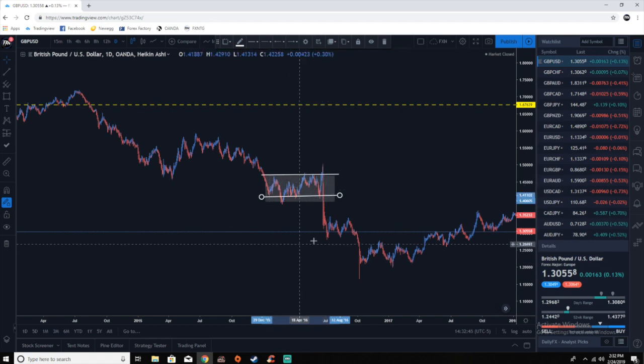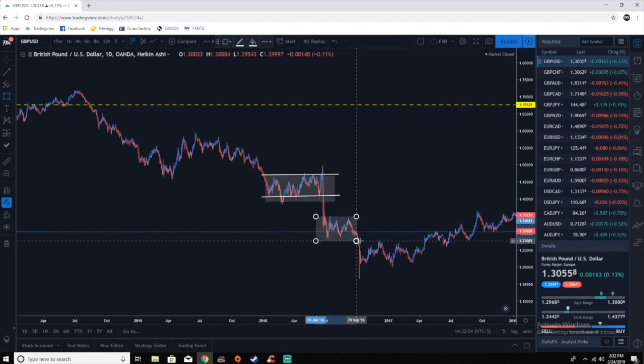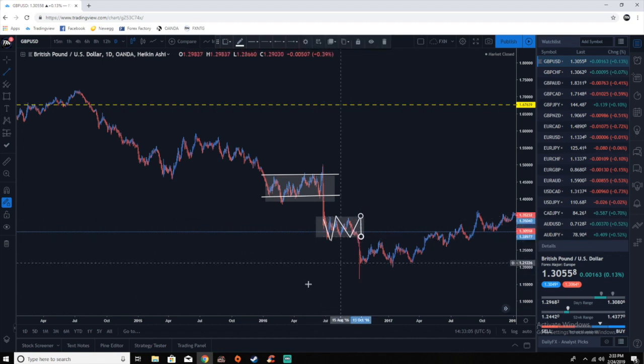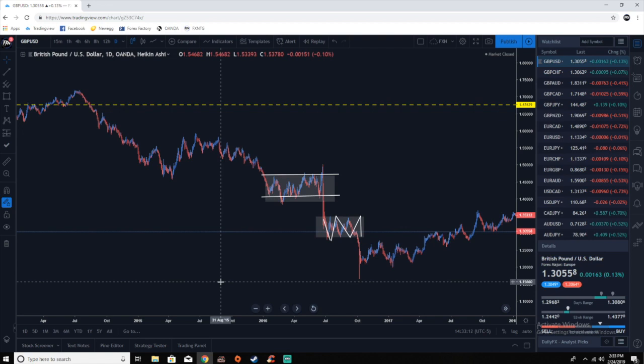When is the level broken? Look, it's broken right here. You see that? It's broken down and it went to another level. So this right here is another level. You see how price is moving between these two points. There's another level. When is the level broken? Right here, when it goes down to another level.